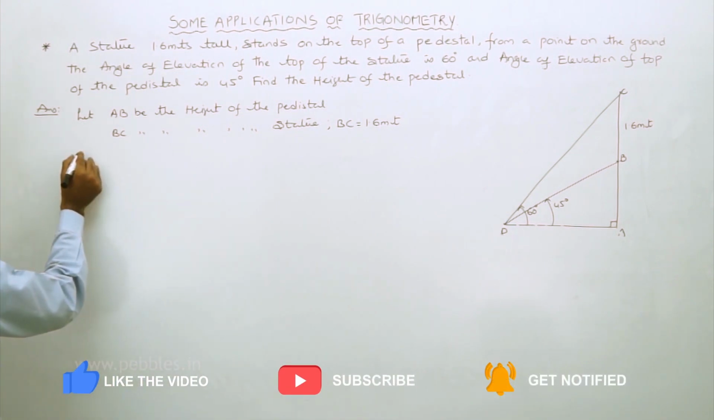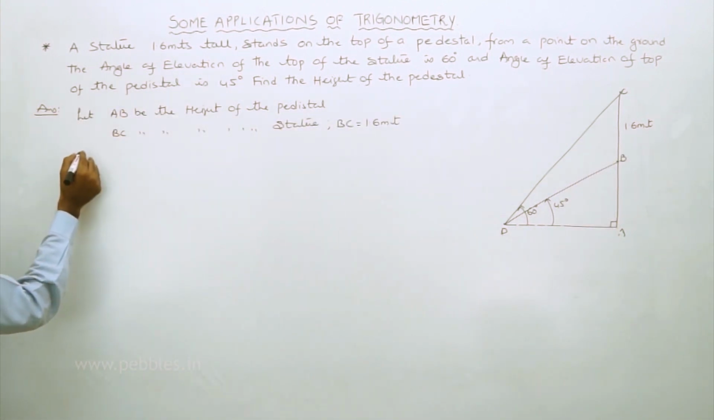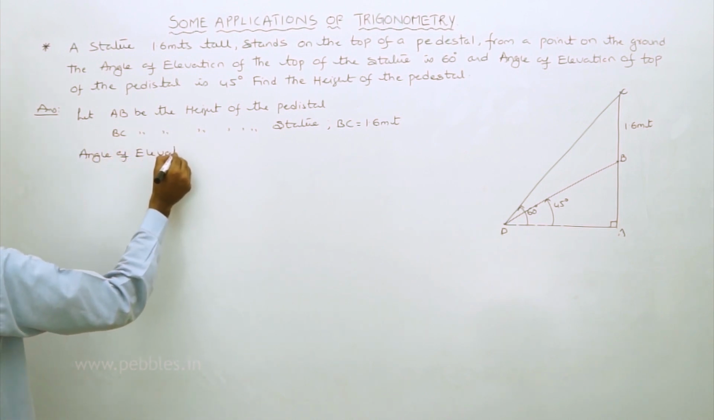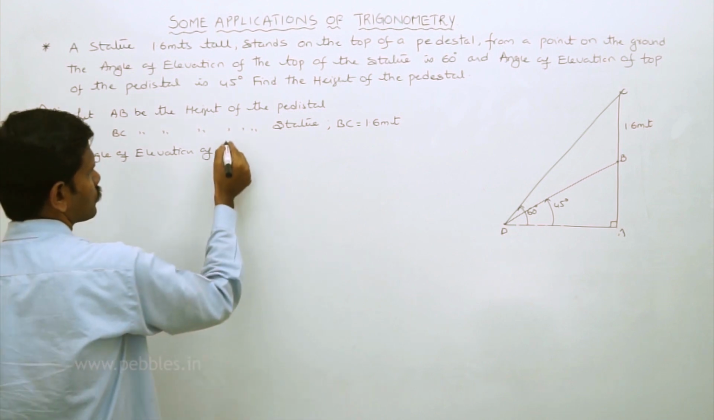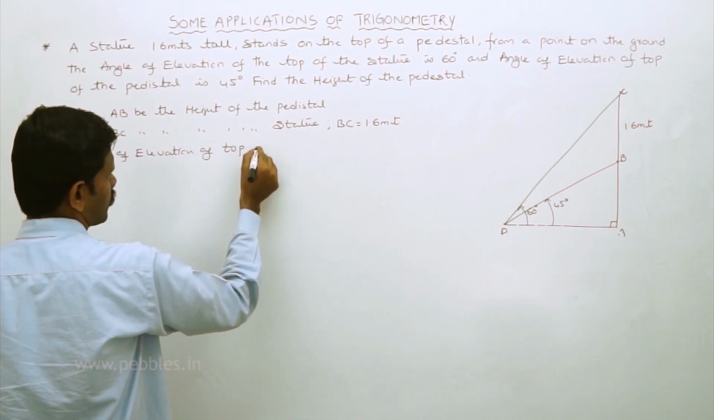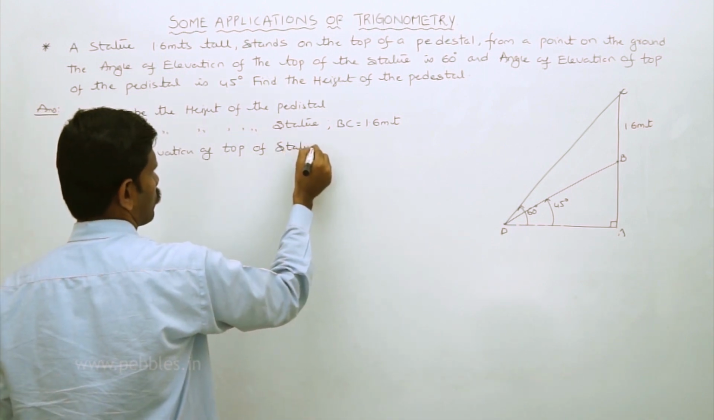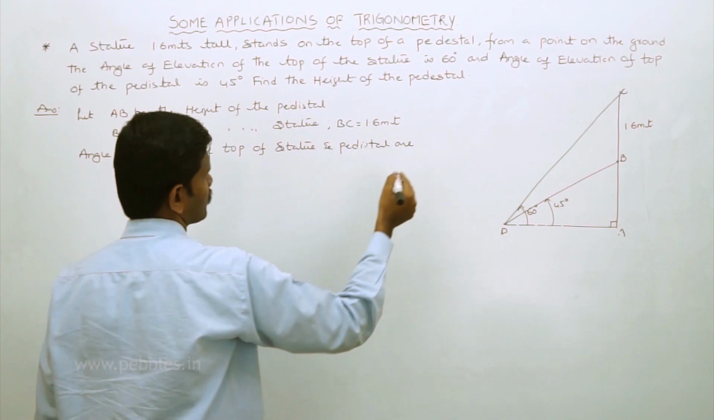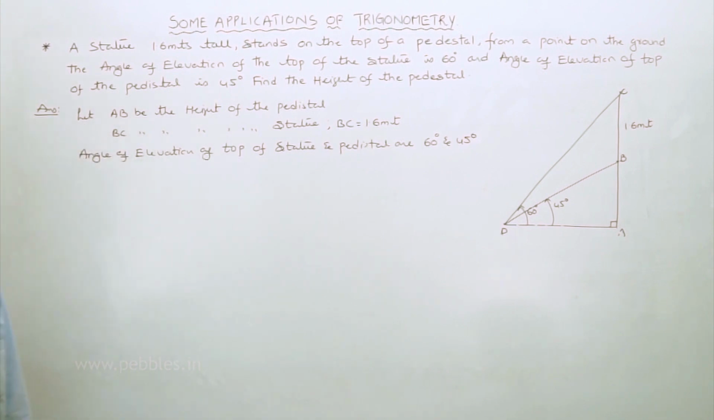Now BC is 1.6. The angles of elevation of the top of the statue and pedestal are 60 degrees and 45 degrees respectively. This is the first information.